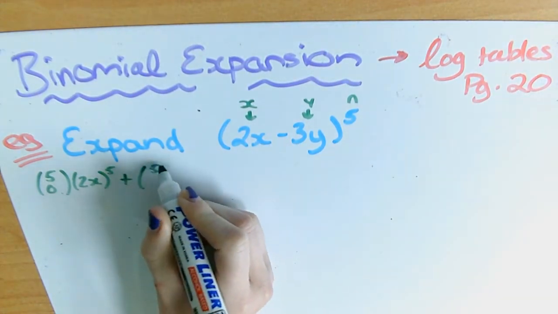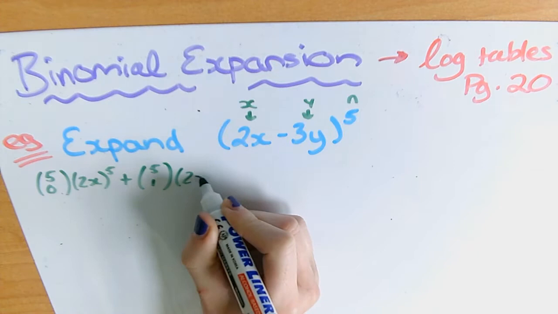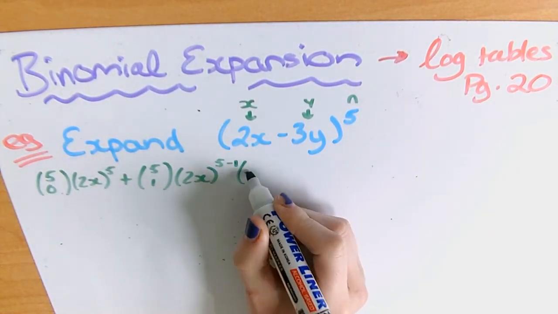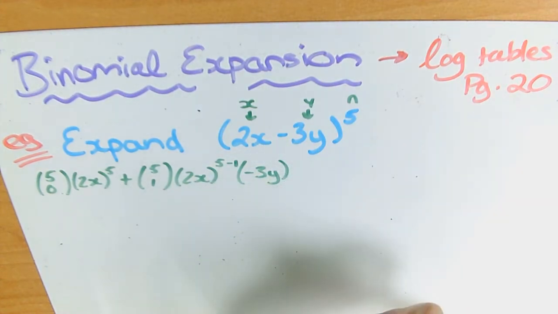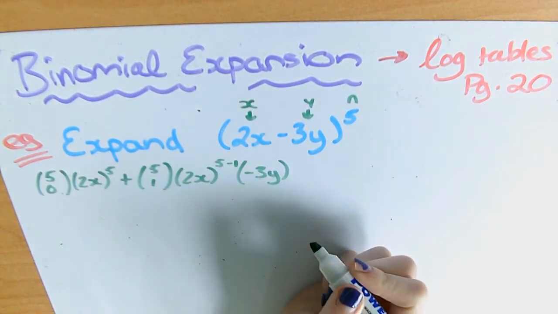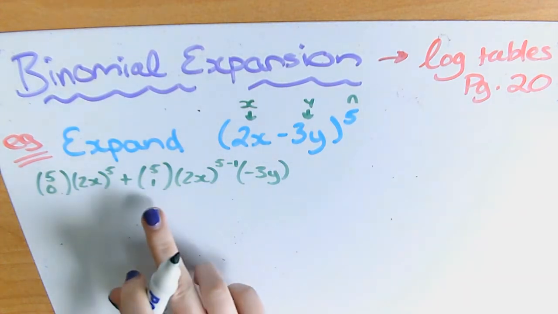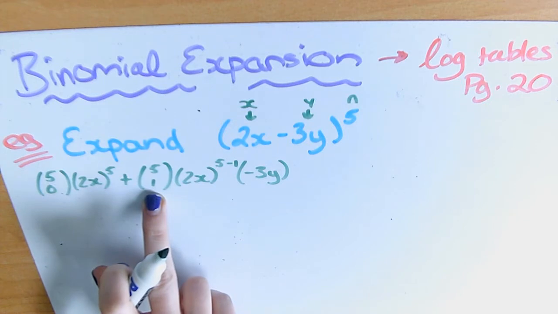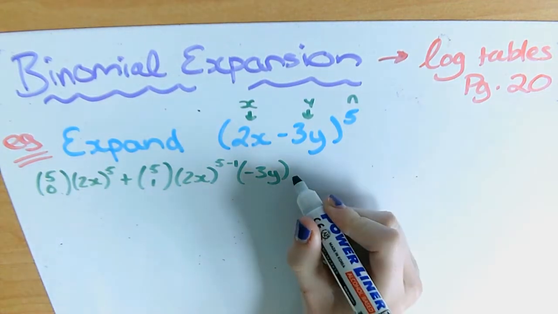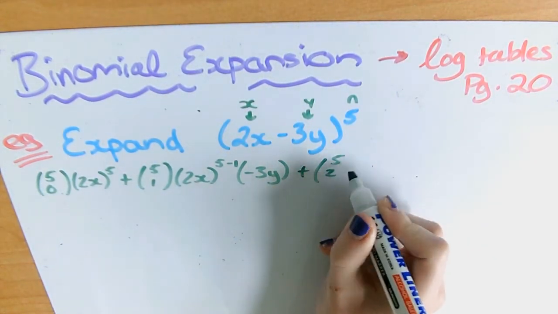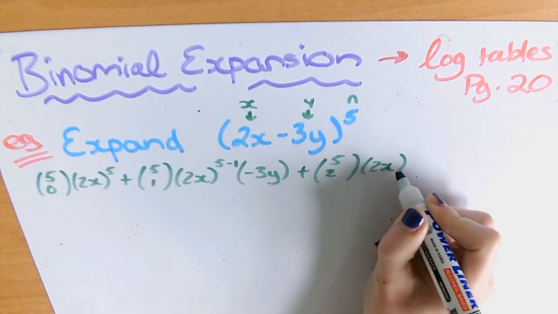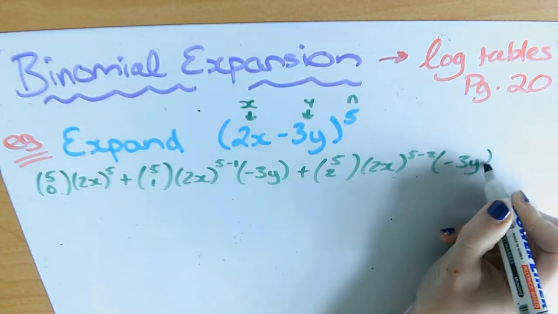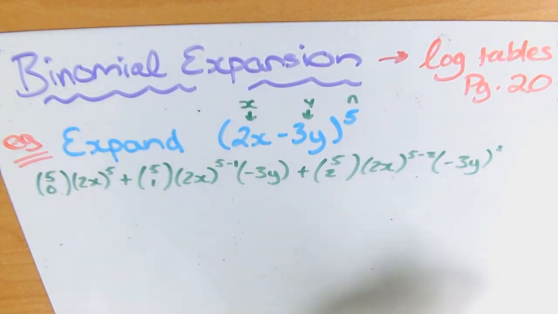Plus 5 choose 1, 2x to the power of 5 minus 1 in this one, by my second term, which is minus 3y, which is secretly to the power of 1, which we just don't write. Because you see here, we're always taking away whichever number we have at the bottom of the choosing. Okay? So then we have 5 choose 2, 2x to the power of 5 minus 2, minus 3y to the power of 2, because again our power is coming up.